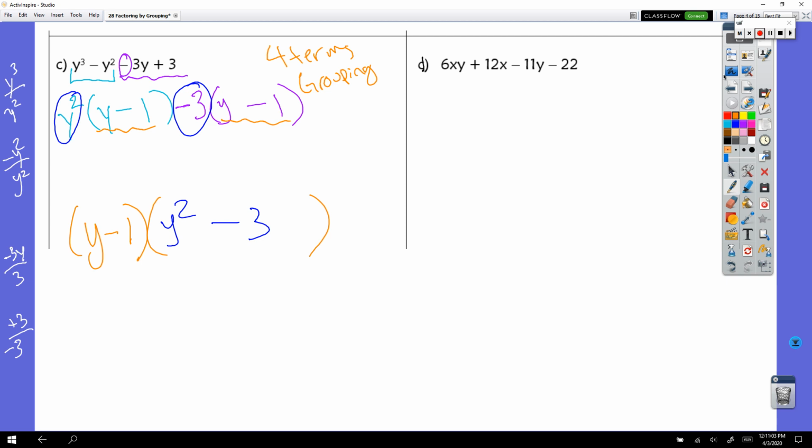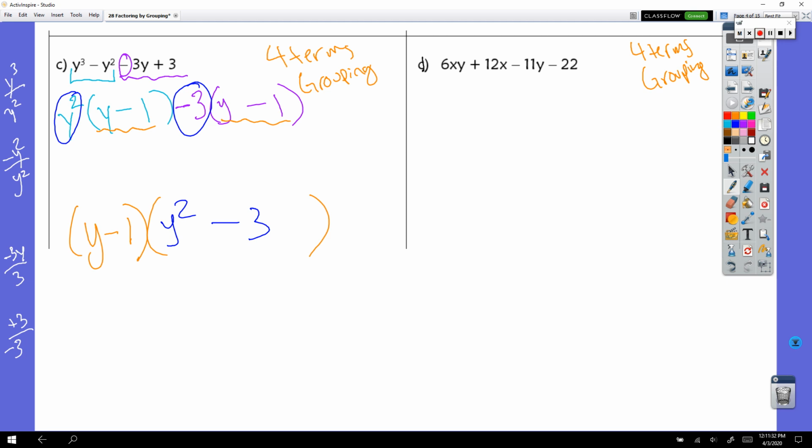Again, I'm noticing in this problem there are 4 terms, so we should try grouping. And just because we haven't done this for a little while, I'm going to look at all the terms and see if there's a value or a letter that all 4 terms have in common. Do you notice that there's no number that goes into 6, 12, 11, and 22 other than 1, and 1 doesn't really affect our process when we're doing a division?